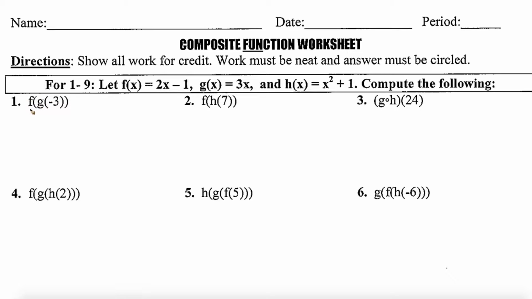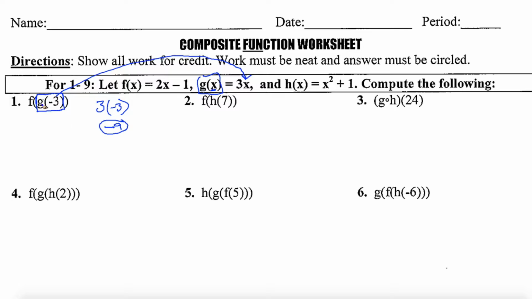When you have a composite function, what you want to do is always go to the farthest inside and start there. So right here I have g of -3. I'm going to go to the g function and replace x with -3. Let's solve that. I have 3 times -3. What is 3 times -3? That would be -9. So g of -3 is -9.